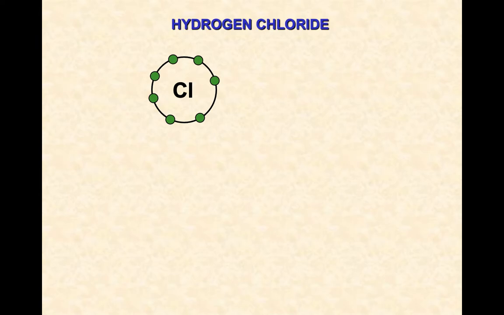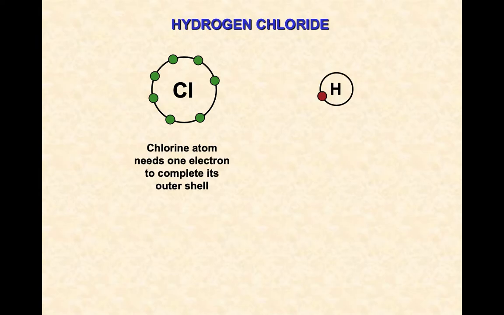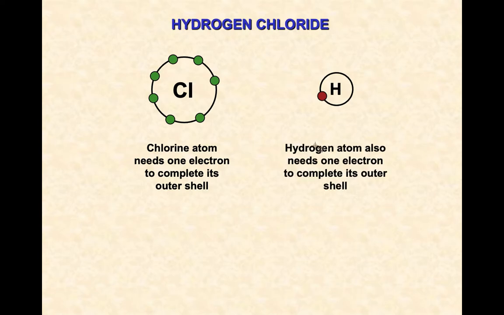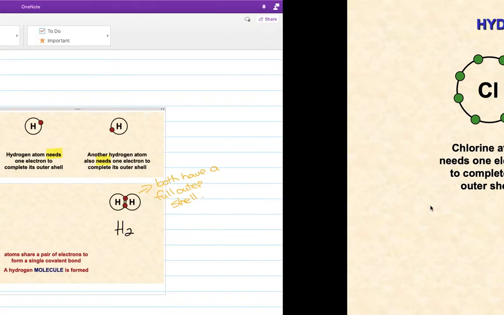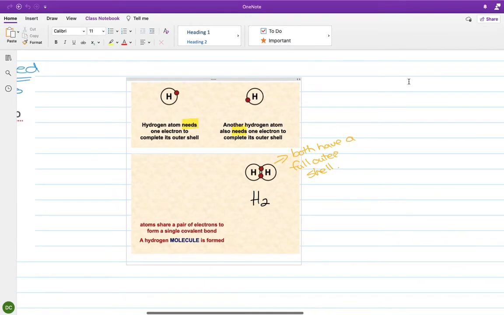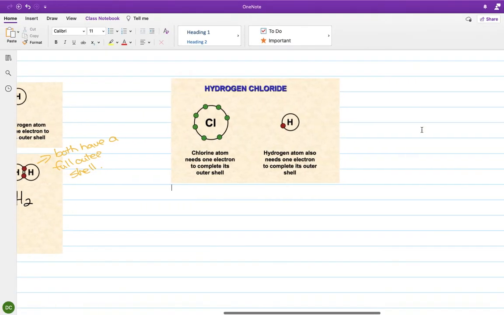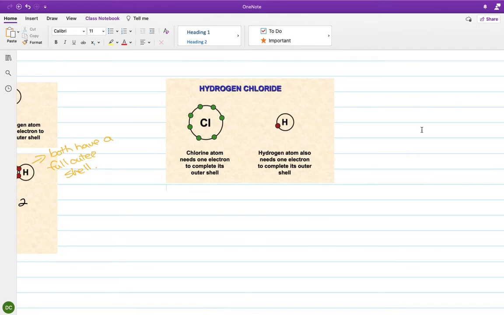Okay. So here's another one. We have hydrogen chloride. So we'll do the same thing. I'll bring it over here. So chlorine is in group 7, and so it has 7 electrons in its outer shell. So it needs 1 more electron to complete the outer shell. Hydrogen has 1 electron. It needs 1 more to complete its outer shell.